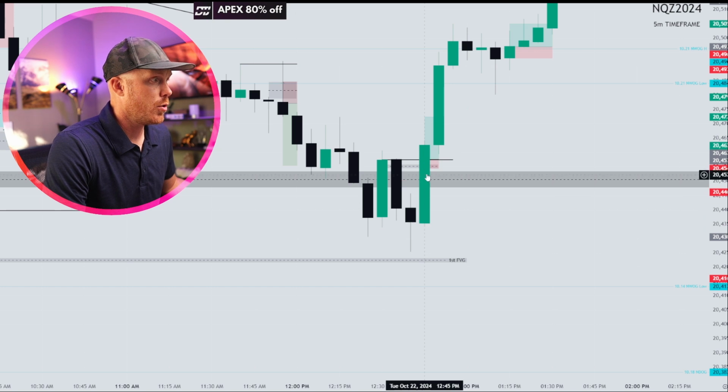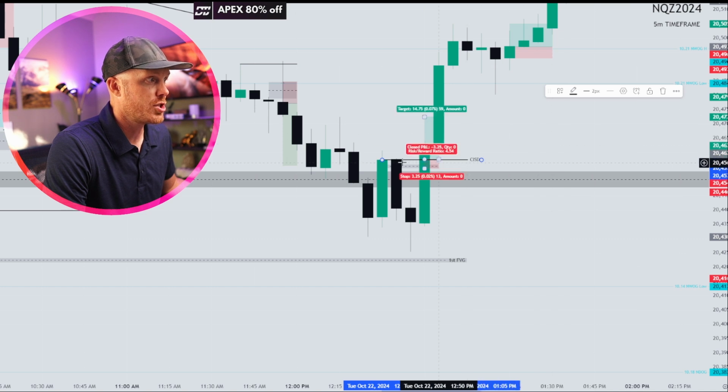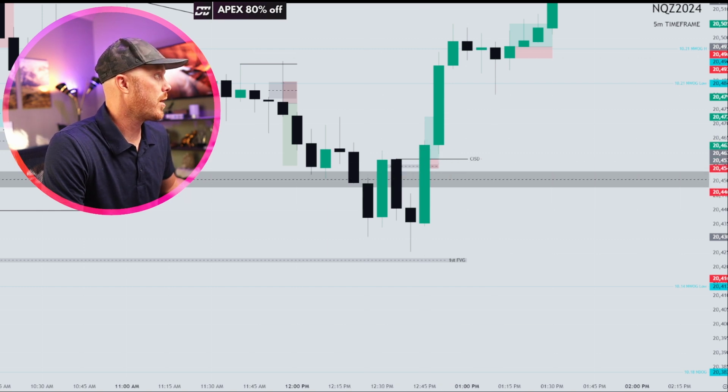This candle close would have given me this candle right here, or this level right here, which would have been a change in state of delivery based on the close above these two down close candles. Well, we got that on the 5-minute time frame. So this candle was at 1245 and it closed at 1249.